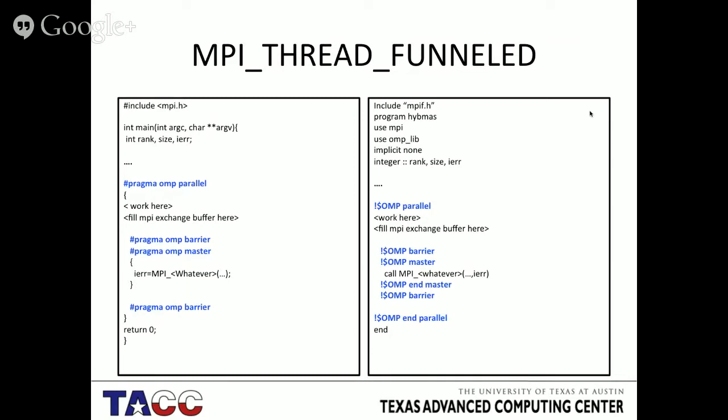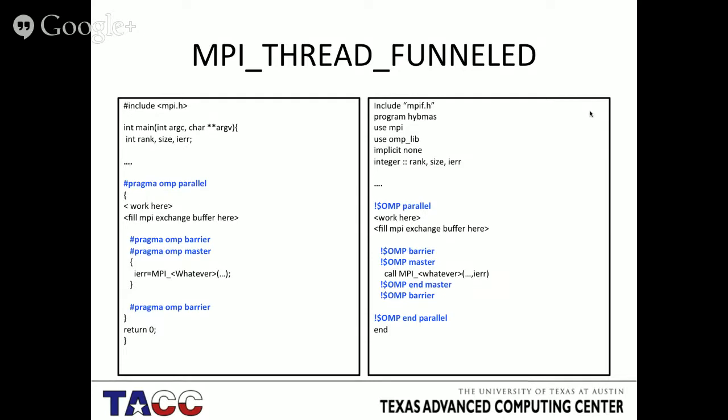An example about using MPI thread funneled, and I know this section is kind of dry, but I just want to give you at least one example of each of the use modes so that if you ever want to use them, you have something to refer to later. When you use MPI thread funneled, you want to make sure that you have an OpenMP barrier before you start your MPI exchange. So before you have your OpenMP master region, you want to have an OpenMP barrier.